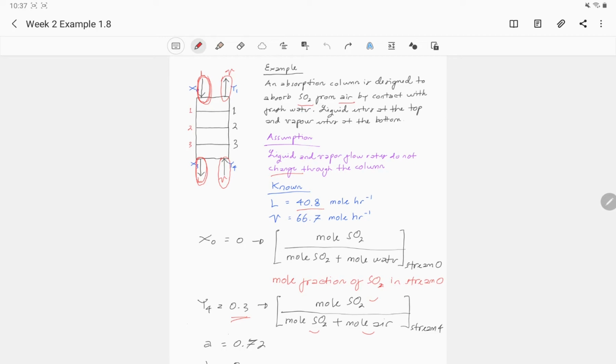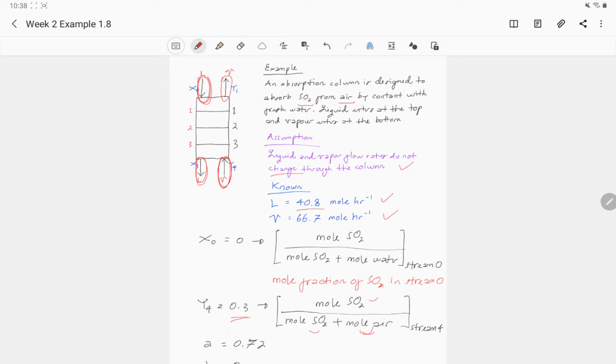Okay, so in this example, an absorption column is designed to absorb SO2, or sulfur dioxide, from air by contact with fresh water. Liquid enters at the top and vapor enters at the bottom. The same assumption is used here, where we know the liquid molar flow rate and the vapor flow rate. Let's consider this problem: you have a vapor product from a process that has sulfur dioxide, where Y4 here expresses the mole fractions of the SO2 in the gas, which in this case is basically air.